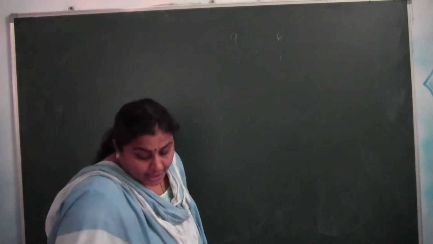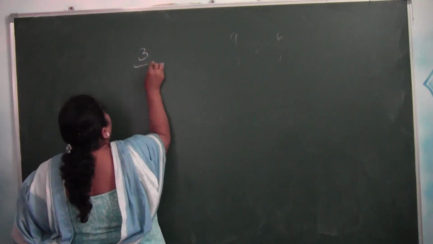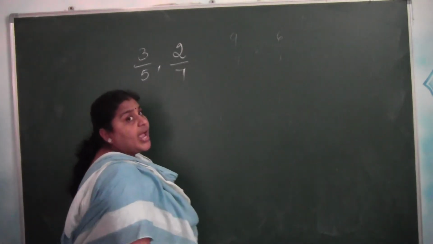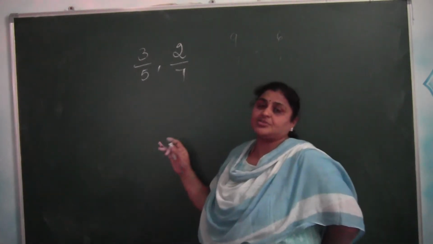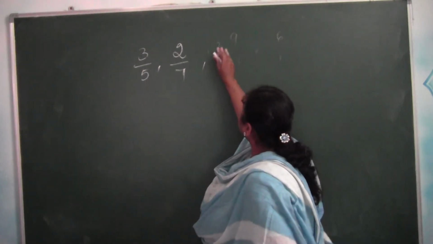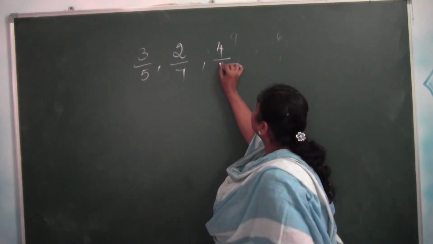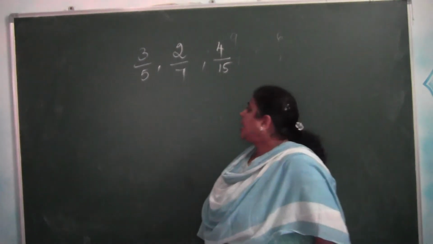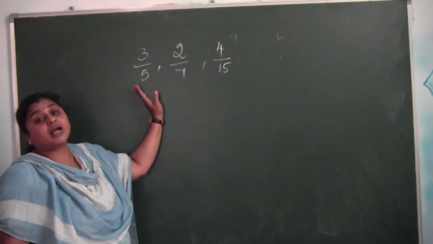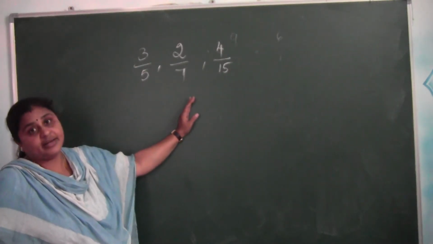Now let us take two fractions, say 3 by 5 and 2 by 7. Now I have to compare these two fractions. Or let us take another fraction also over here, say 4 by 15. I am just taking three fractions and let us learn how to compare these fractions or how to arrange these fractions in ascending or descending order.